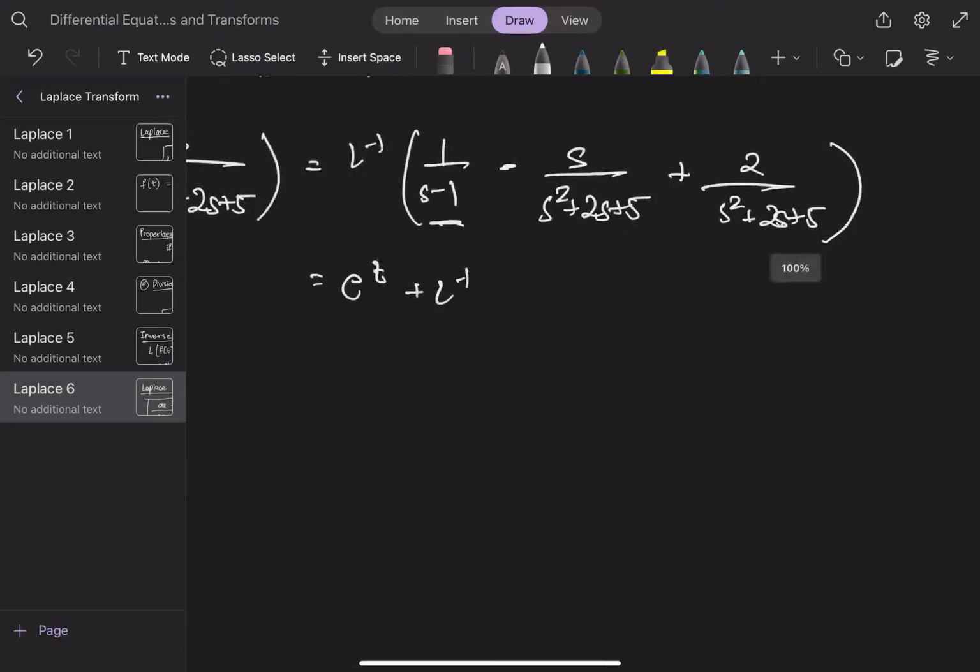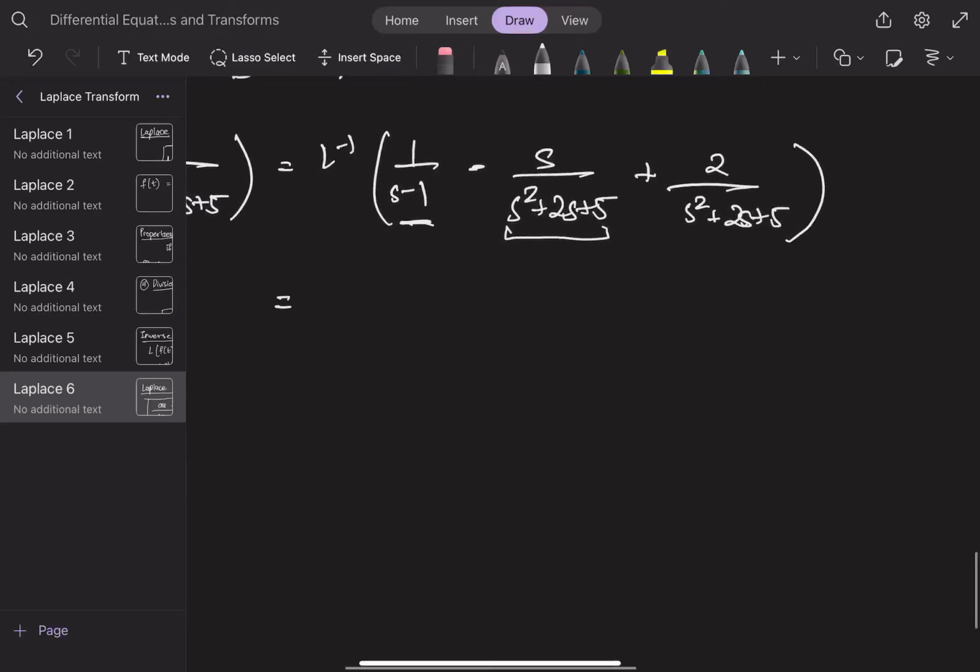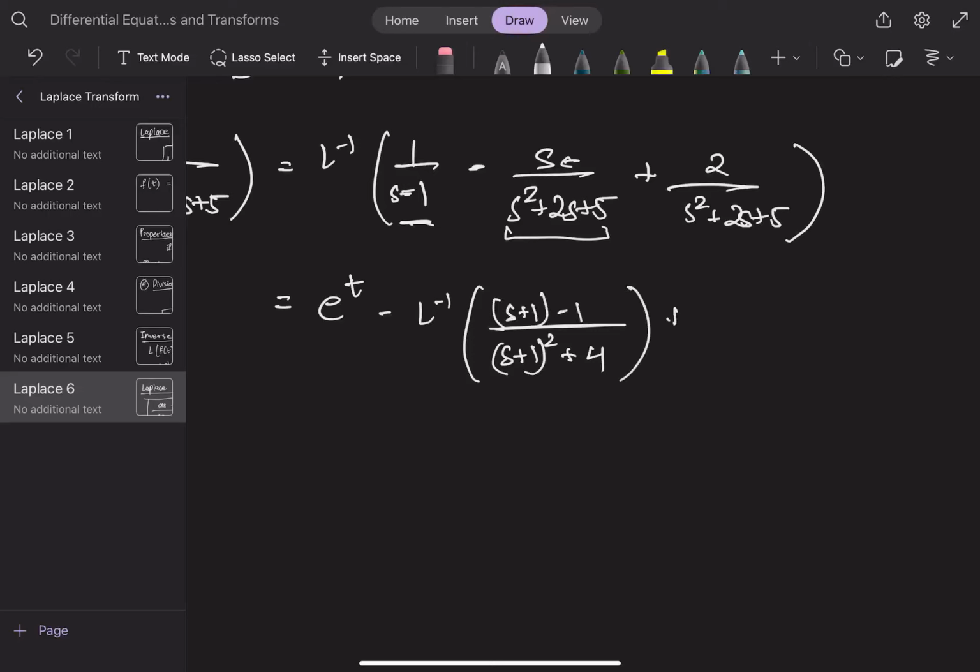So let's zoom in here. What can I write this as? The Laplace inverse of 1 upon (s minus 1) can directly be written as e raised to t, minus Laplace inverse of, now let's modify the denominator. I can write this as (s plus 1) whole square plus 4. Now since the denominator has s plus 1, you also need s plus 1 in the numerator, but you only have s. So you're gonna write this as (s plus 1) minus 1, plus Laplace inverse of 2 divided by again (s plus 1) whole square plus 4.